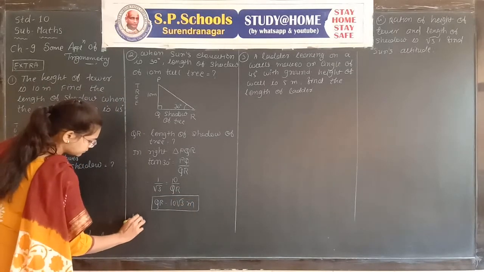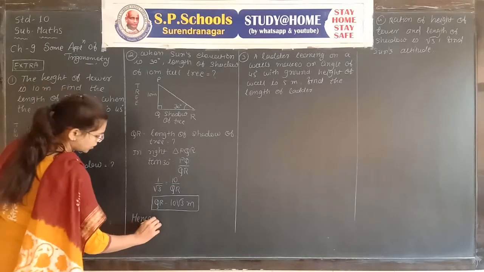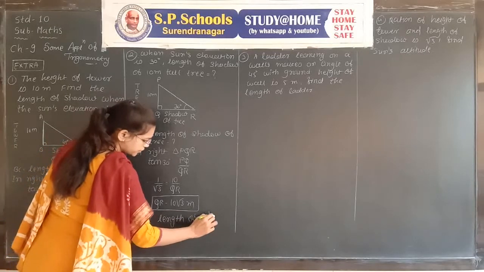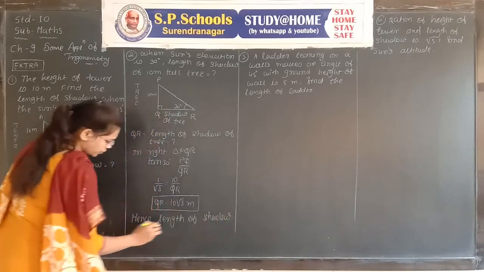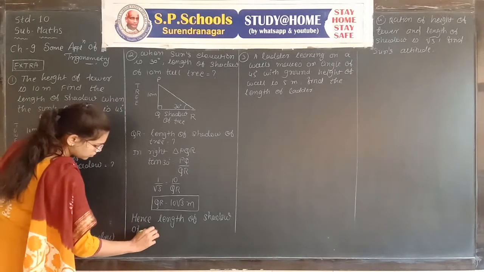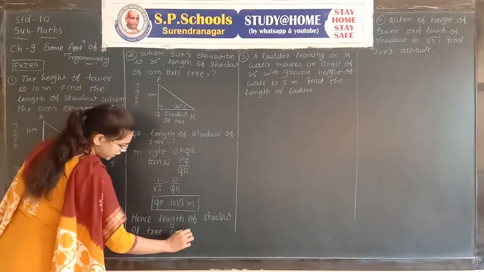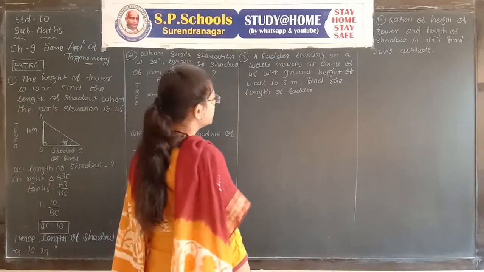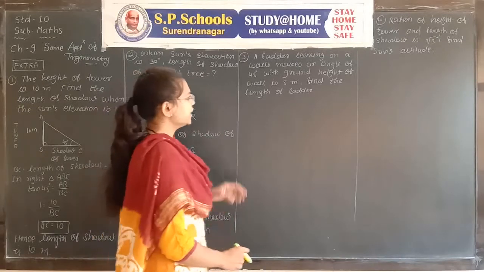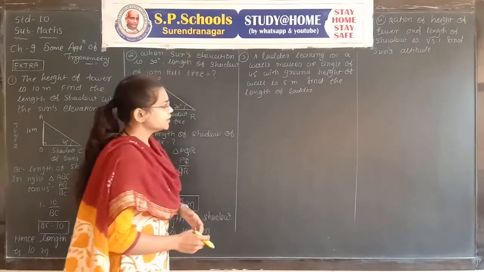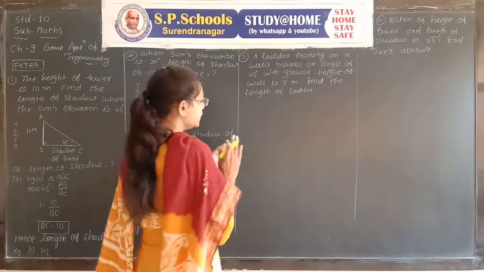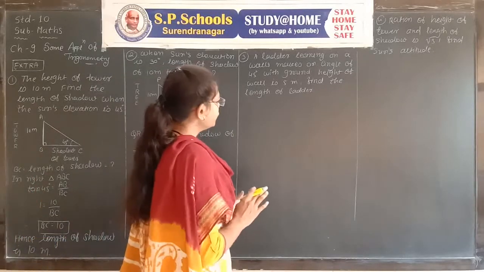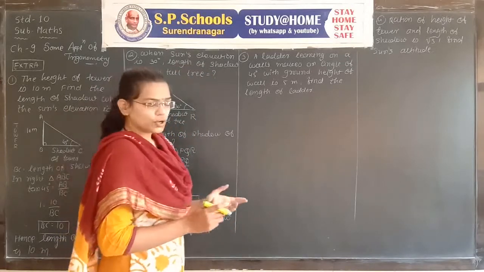Hence, the length of shadow of the tree is 10 root 3 meter. Completed. Third number. A ladder leaning on a wall makes an angle of 45 degree with the ground. Height of the wall is 5 meter. Find the length of the ladder.